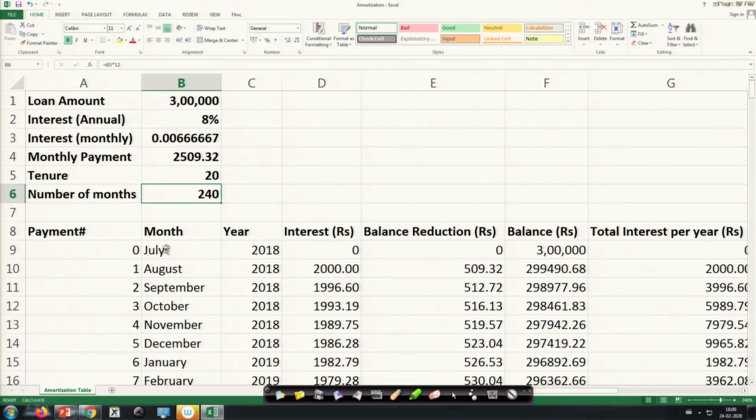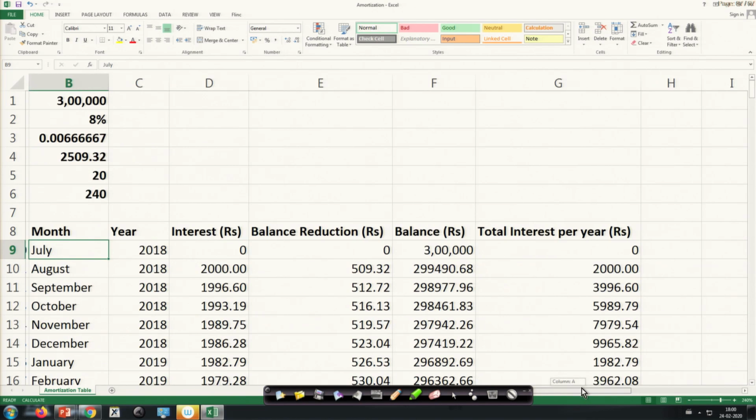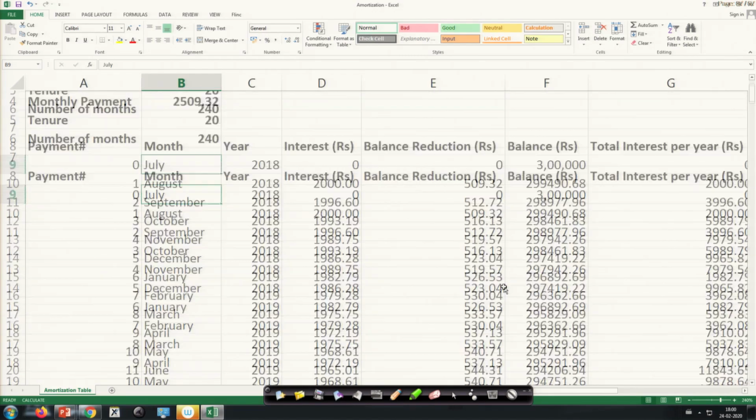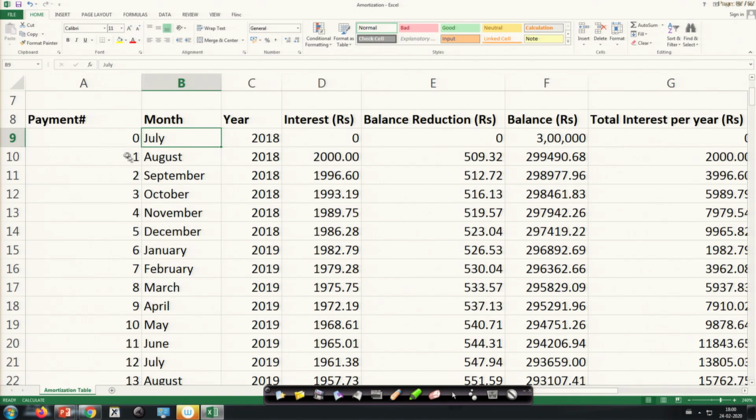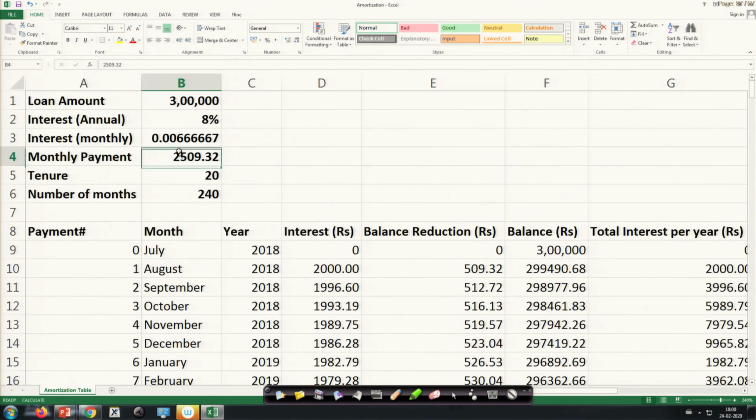So, if the loan is taken in July 2018, we know that the amount of money that has been paid is not changing. So, for every month after that month 2509 rupees 32 paisa was paid as payment, out of which in the first month 2000 rupee was paid towards interest and 509 rupee 32 paisa was paid towards reduction in balance.